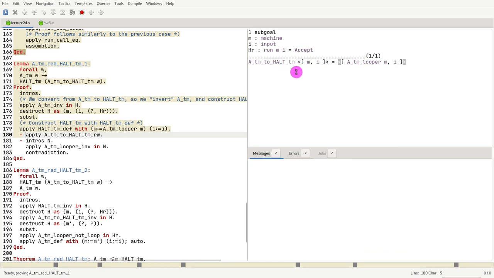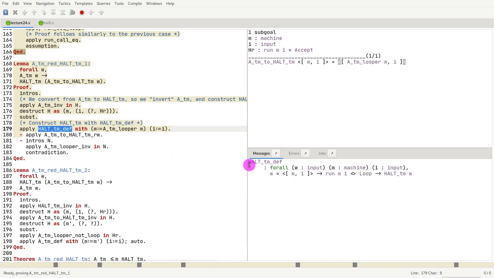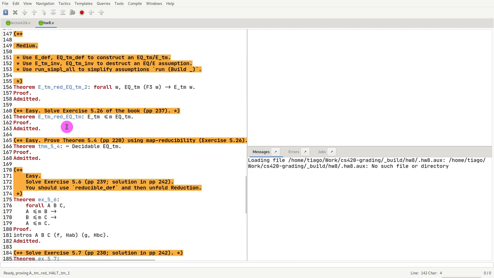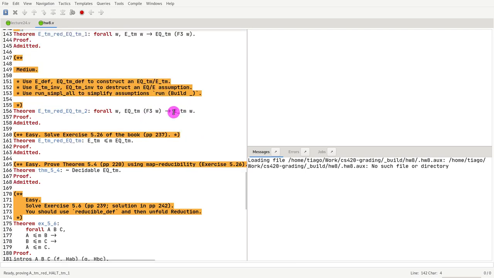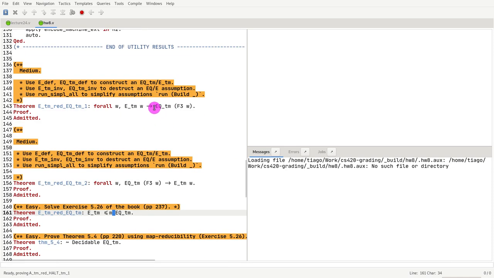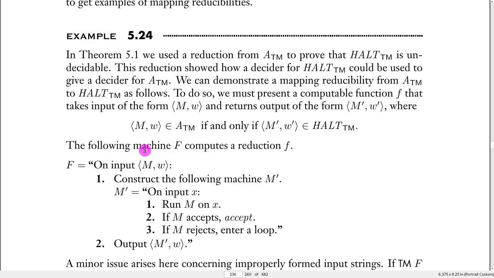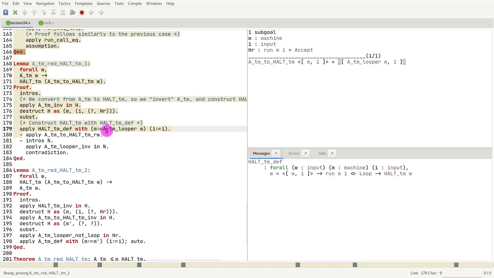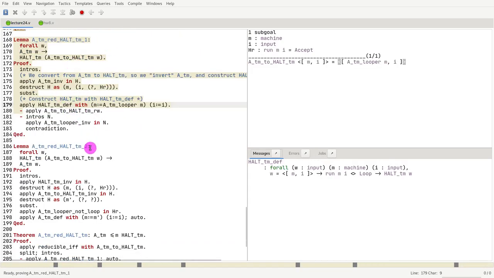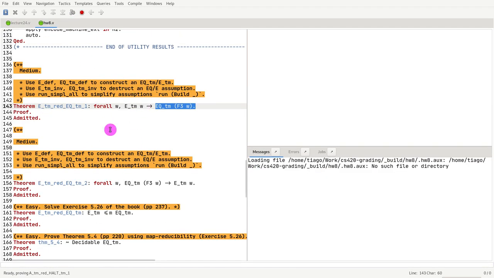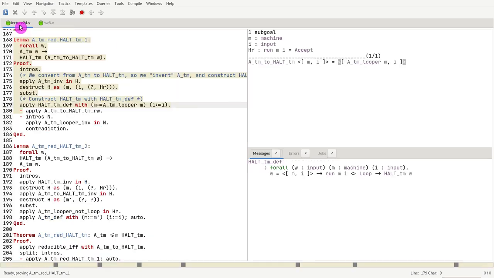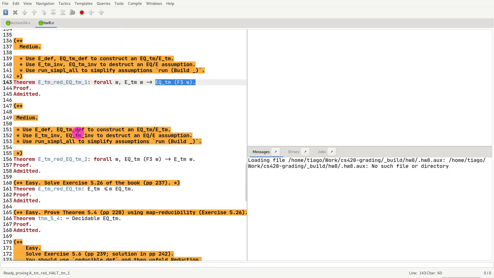And then basically, in the first case, it really depends on what is the thing you're building, right? Here you're building a member of HALT TM, whereas in your case you need to build a member of ETM and then a member of EQTM, right? So basically the two theorems 1 and 2 will match to these two theorems 1 and 2.